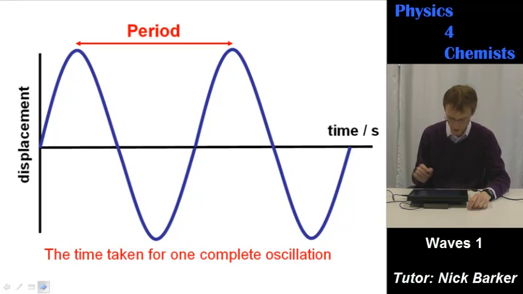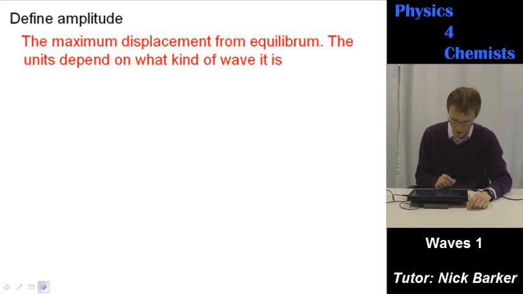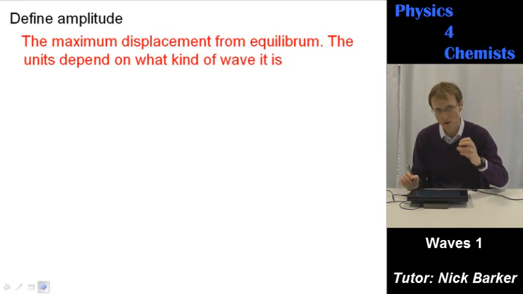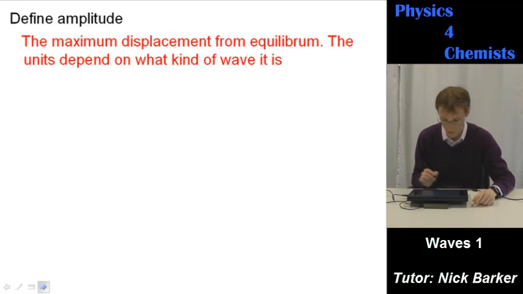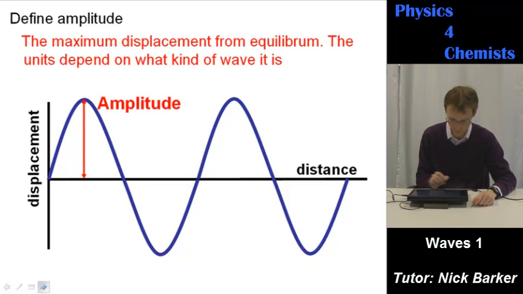So, period is the time taken for one complete oscillation. And if we try and define amplitude, then it's the maximum displacement from equilibrium. And the units, the size you need, will depend on what kind of wave it is. Could be nanometers or, perhaps not kilometers, but meters. So the amplitude can be defined here. The distance from the mean amplitude to this is called a peak, and this is called a trough. So that distance there is amplitude.